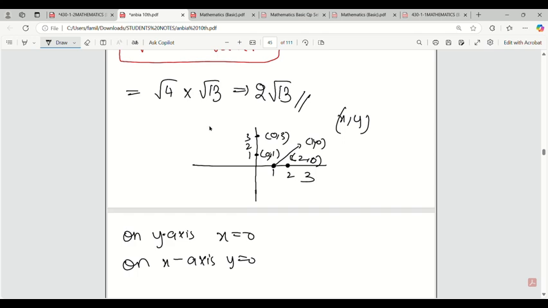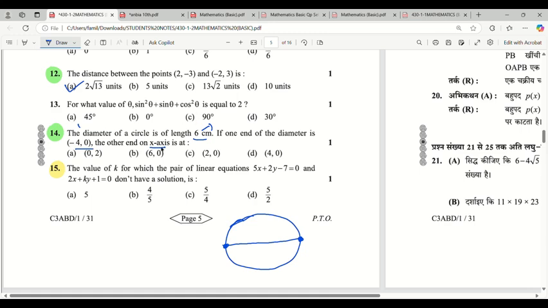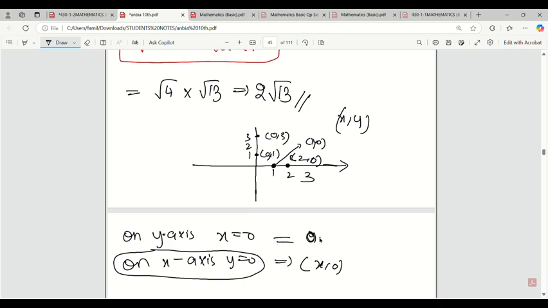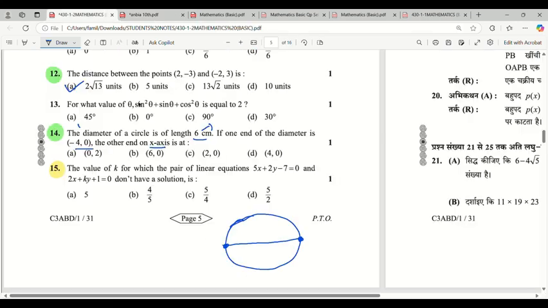Now why am I explaining this? Because the question says the other end is on the x-axis. So these are the points where y is equal to 0. If y is equal to 0, the point is on the x-axis. So on the x-axis, y will be 0. What will be the coordinates if I don't know the measurement? x comma 0. What will be the coordinates if the point is on the y-axis? 0 comma y.